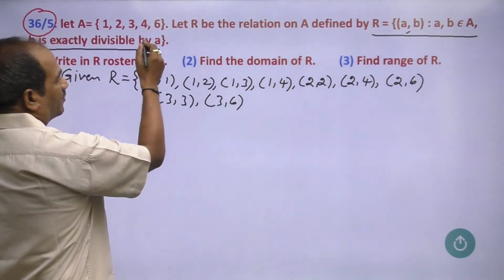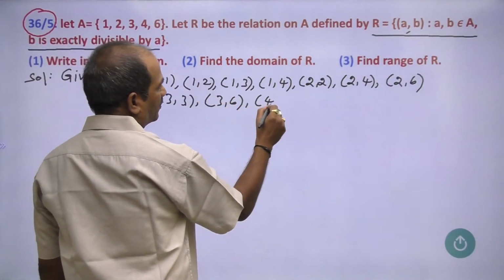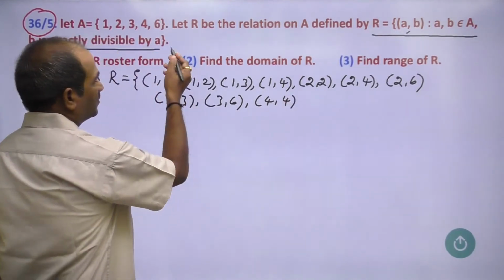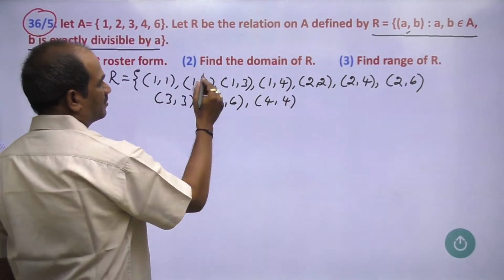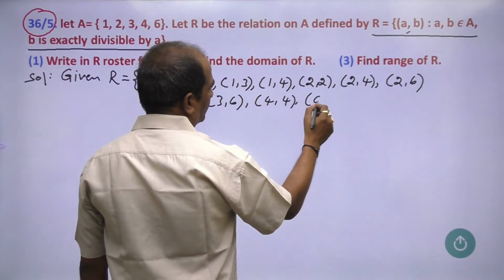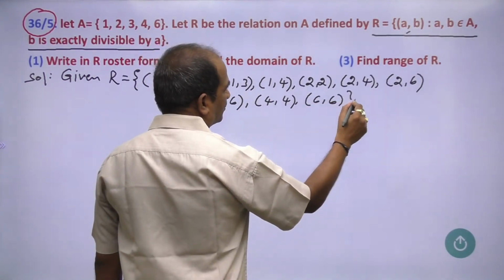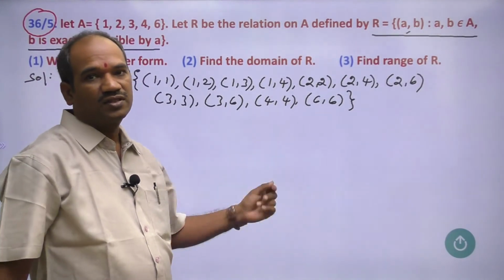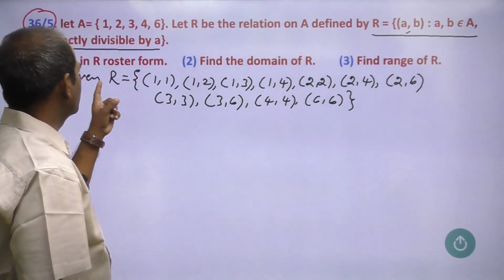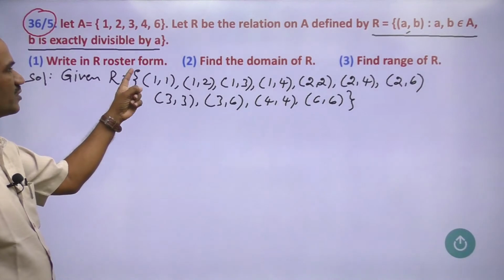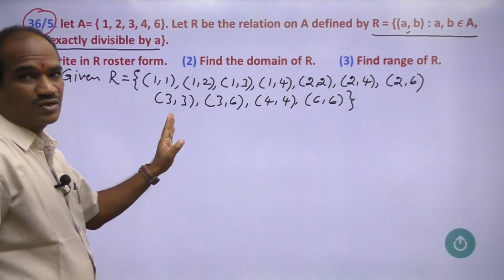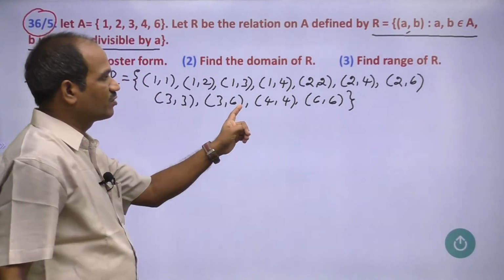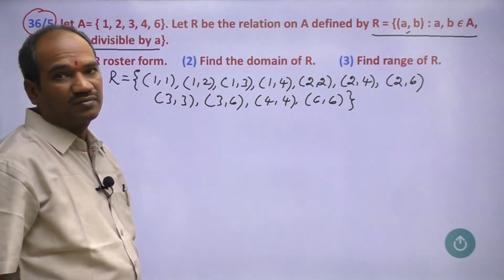Next, take 4. 4 divides 4, but 4 does not divide 6. Next, 6 is also divisible by 6. 6 is exactly divisible by 6. So this is R in roster form. Writing this R value is given 1 mark.